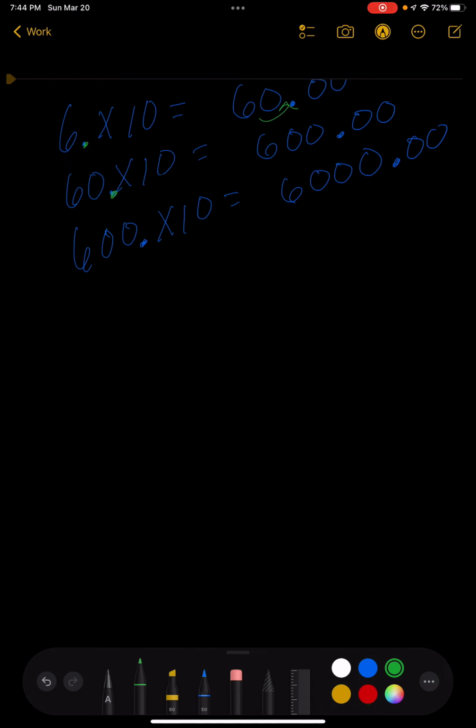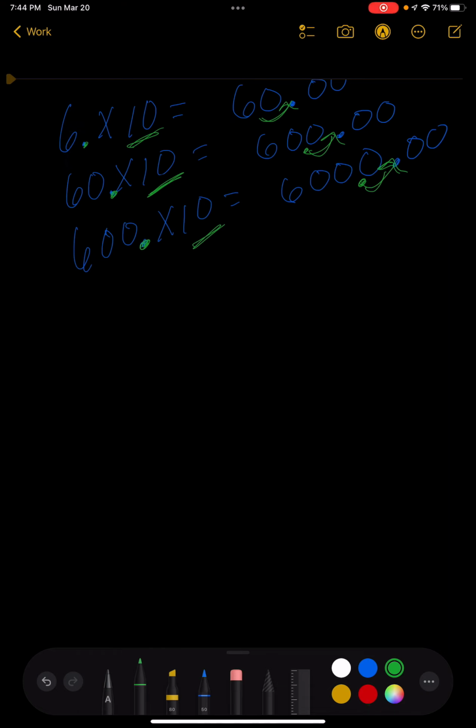This decimal point is after the 0 and 60, but it's not here anymore. It moved over. Same thing here. Decimal point is after the 600, but it's not here anymore. It moved over. That's a pattern. Every single time, it's moving over to the right one time if you've multiplied by 10.